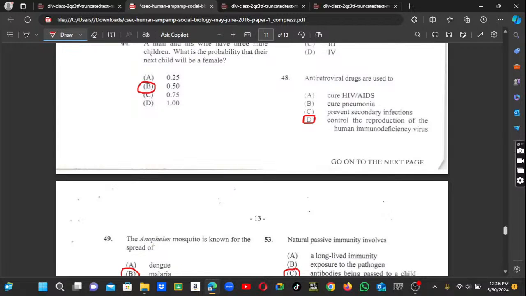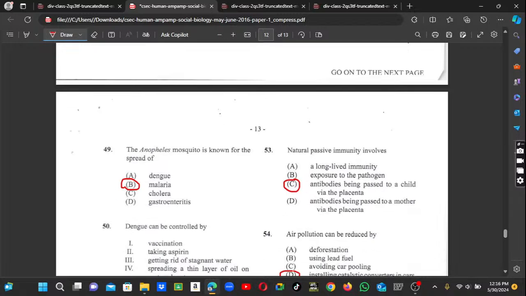Alright, good. Number 49. So we're talking about the Anopheles mosquito, which is known for the spread of, and we know that the Anopheles mosquito is responsible for the spread of malaria. Alright? So the answer for number 49 would have been B.